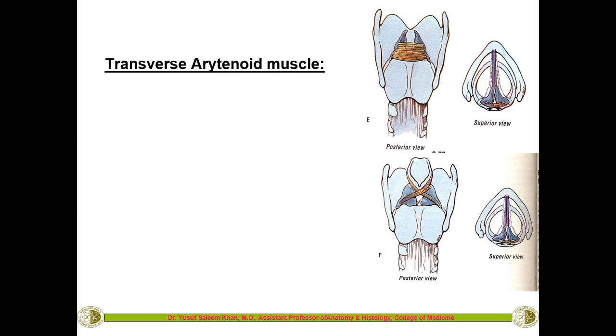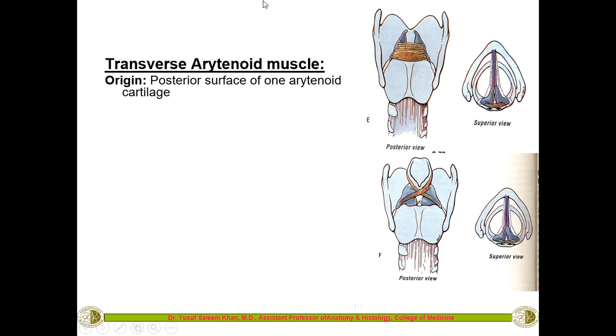Now coming to the transverse arytenoid. Here you can see that this is the transverse arytenoid, as the name indicates, transverse because it is the only muscle which is transversely placed, and it takes origin from the arytenoid. There is only one name, so it means it takes origin from one arytenoid and gets inserted to the other arytenoid. There are no two names here.